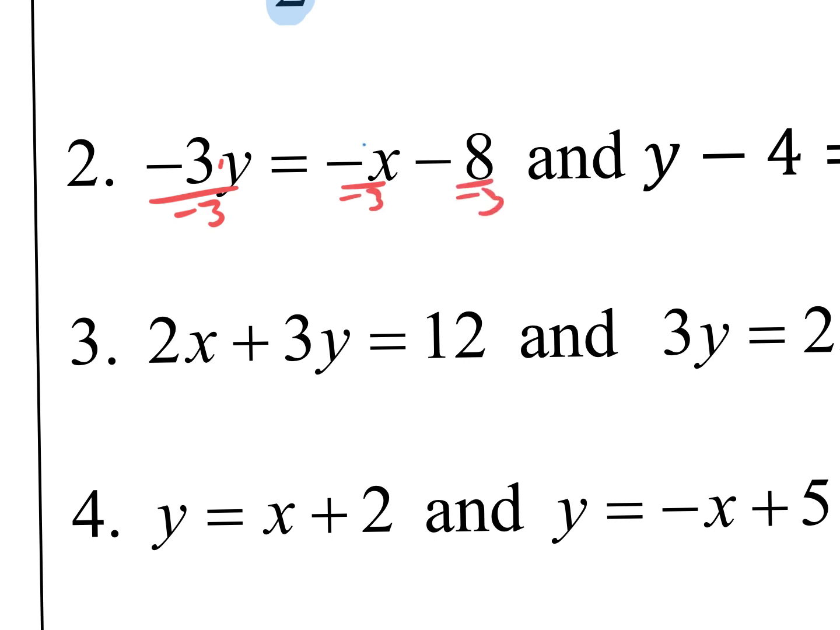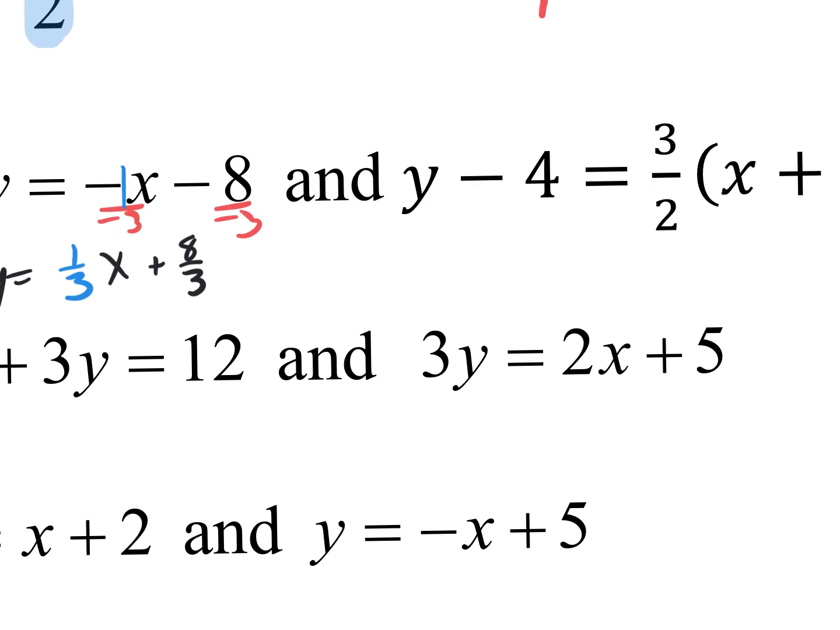So remember that there's an invisible 1 right there in front of the x. So what we have here is y equals a negative divided by a negative is a positive. So that's going to be a positive 1/3 with an x. And then negative divided by a negative is a positive. And 8 divided by 3 you can't do. Just write it. Who cares? Because the only thing we really care about is the slope, right? So right here, the slope is 1/3. On the other one, the slope is what?